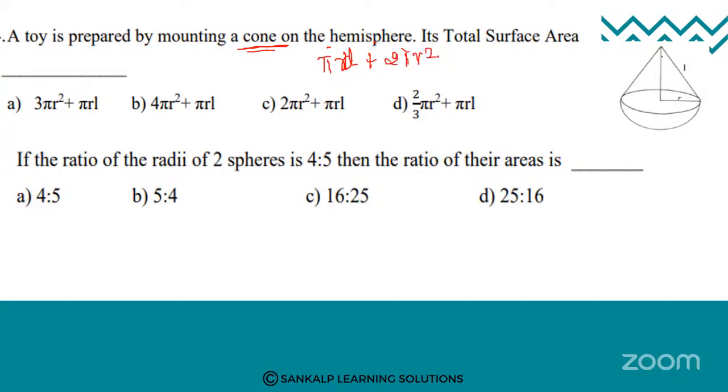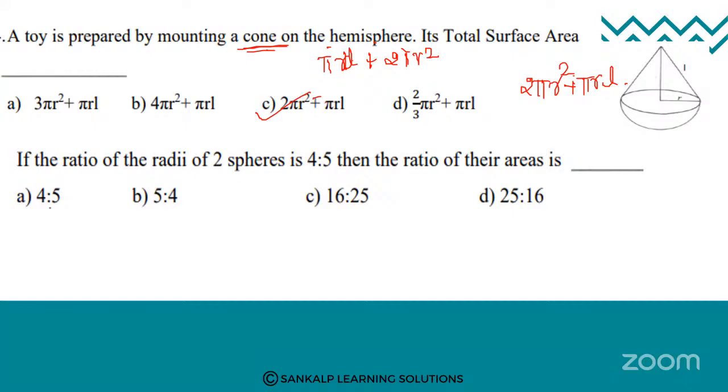That means here the curved surface area of the hemisphere is 2 pi r square and one cone is mounted on the hemisphere. So plus curved surface area of the cone is pi r L. So 2 pi r square plus pi r L. Total surface area can be determined by curved surface area of the hemisphere plus curved surface area of the cone here, right? So cone is mounted.